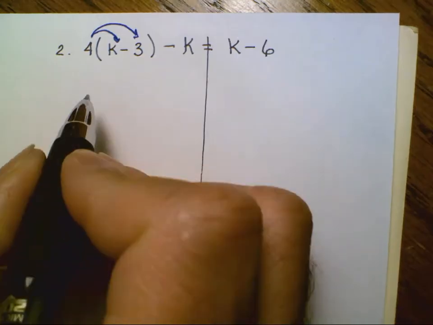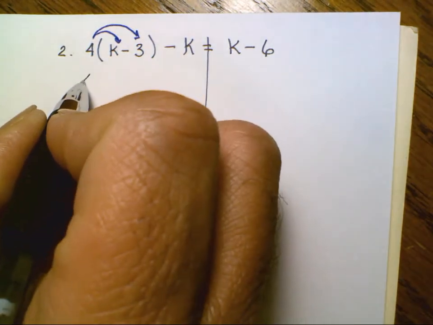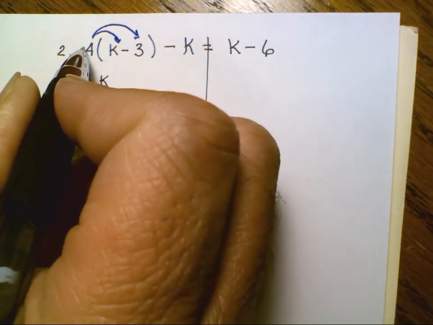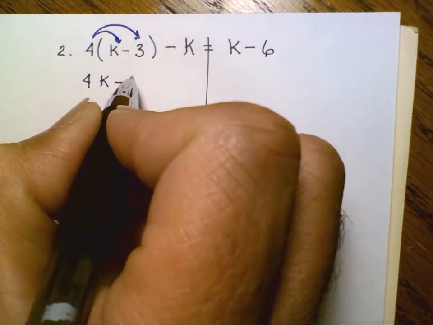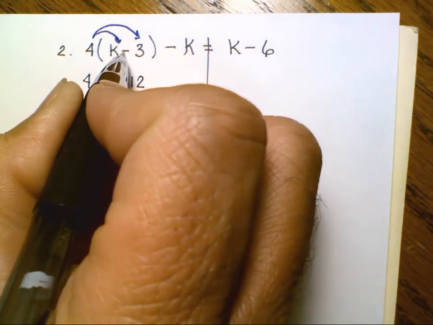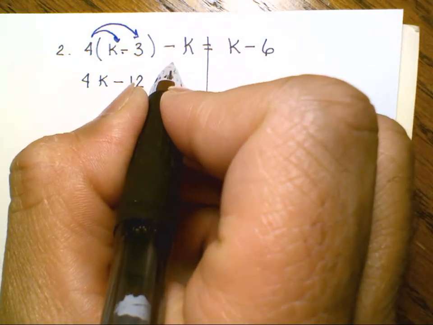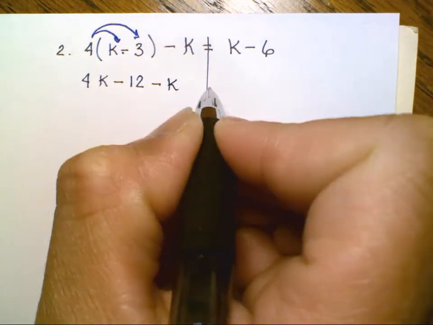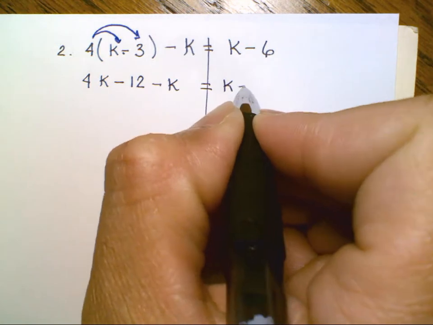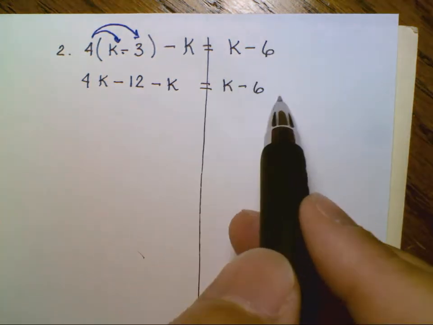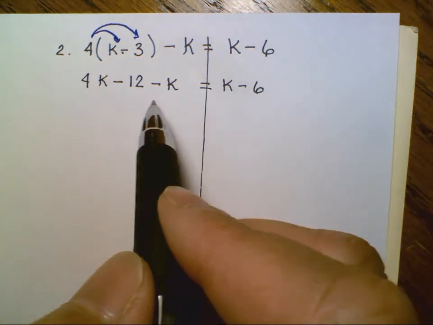So I have 4 times k is 4k. 4 times 3 is negative 12 because I have a negative. So 4 times negative 3 is equal to negative 12. Let's copy negative k. Minus k equals k minus 6. Still, there's nothing to do on the right side, but there is something to do on the left.